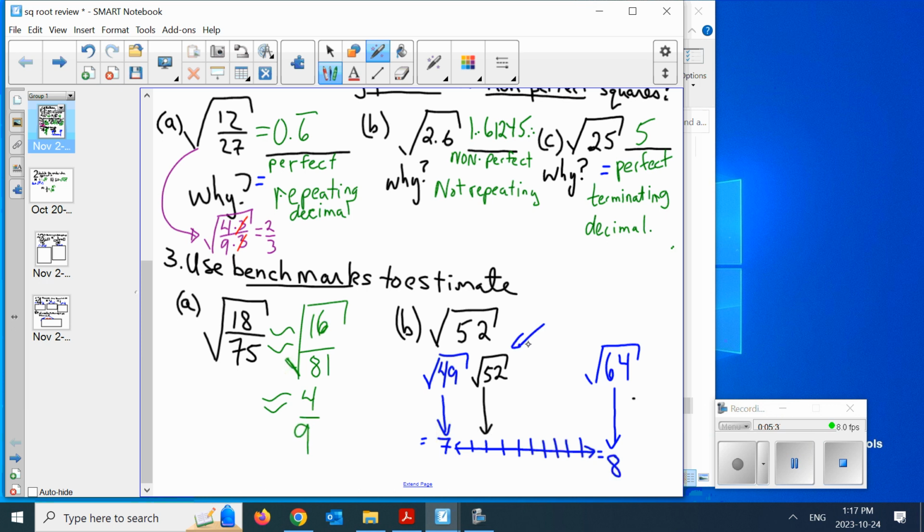So that's why I have this written there. And we know the square root of 49 is 7. We know the square root of 64 is 8. Now, you kind of are guessing, but what would be some good guesses for the square root of 52, knowing that it's in between 7 and 8?